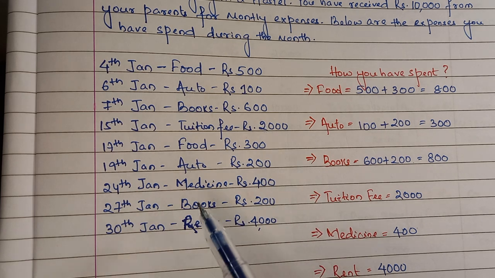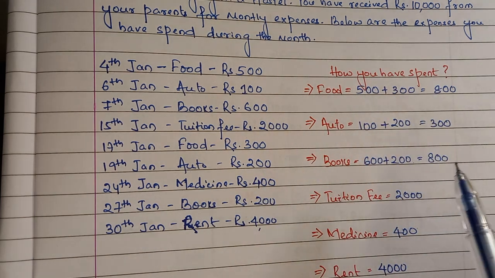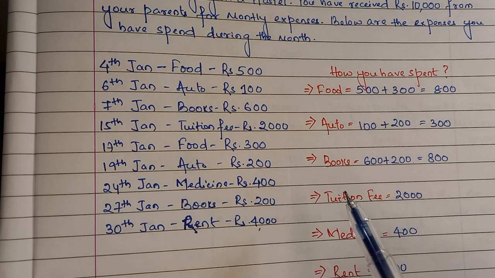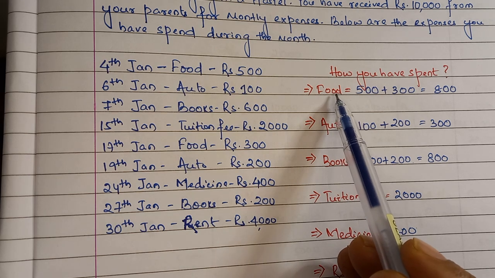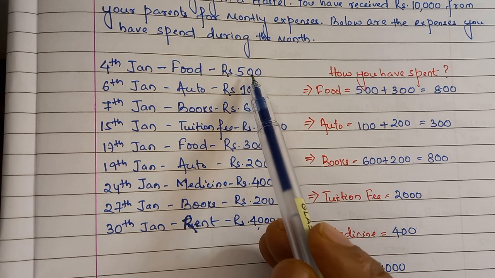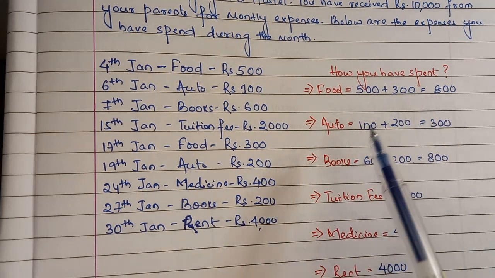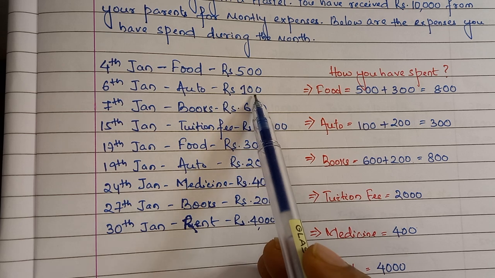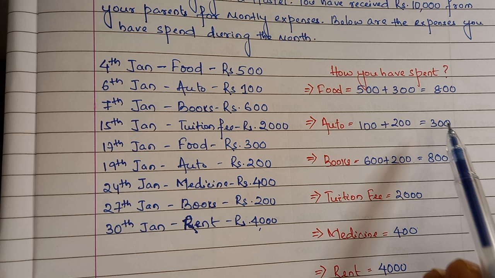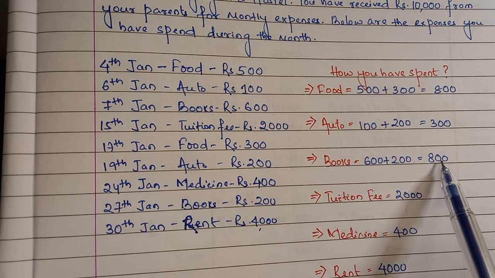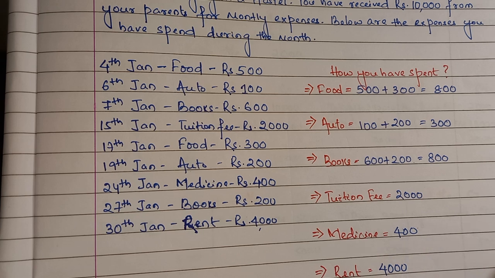Now the question is how you have spent. If somebody asks in what category, in what nature of expenses, you have spent these 10,000 rupees, you need to go and add, right? For example, food: 500 on 4th of January, and then on 17th of January it is 300, so 500 plus 300, 800. Similarly, auto: 100 on 6th of January, and then on 19th of January you have spent 200, so 100 plus 200, 300. Similarly, books, 600 plus 200, 800. Tuition fee, medicine and rent: 2000, 400 and 4000.